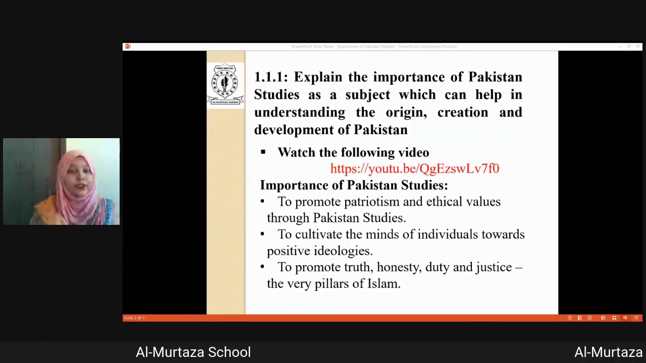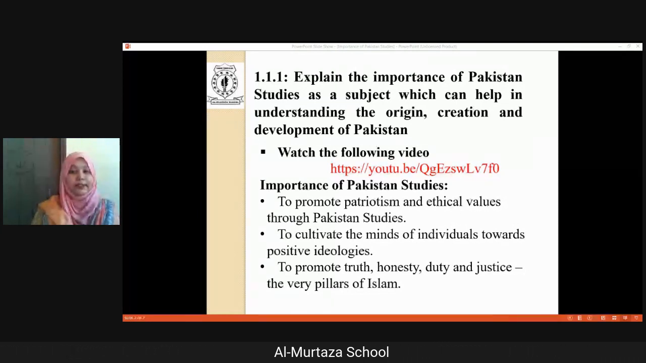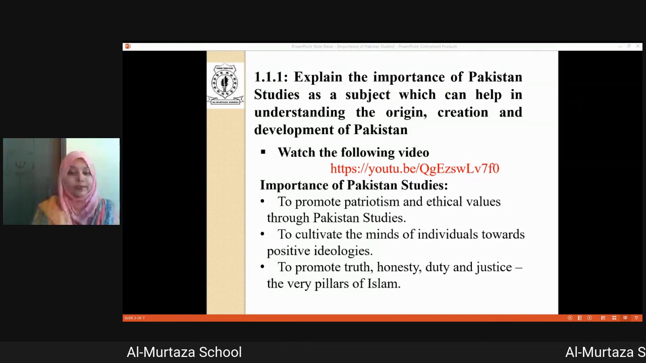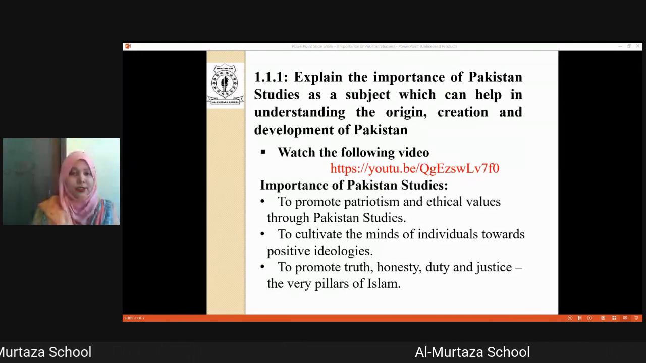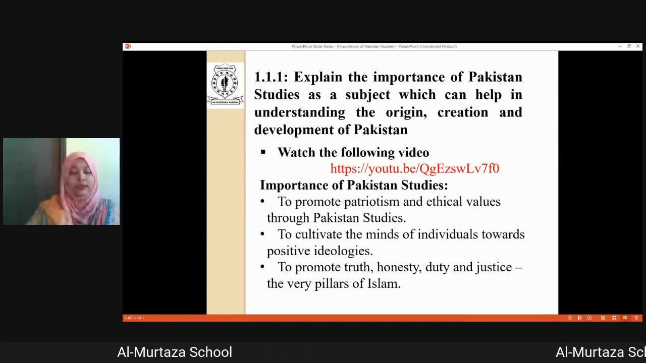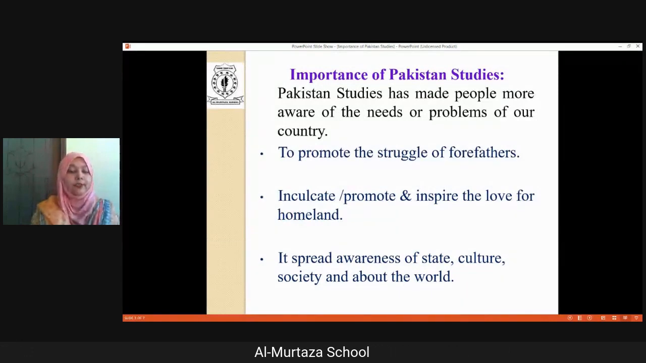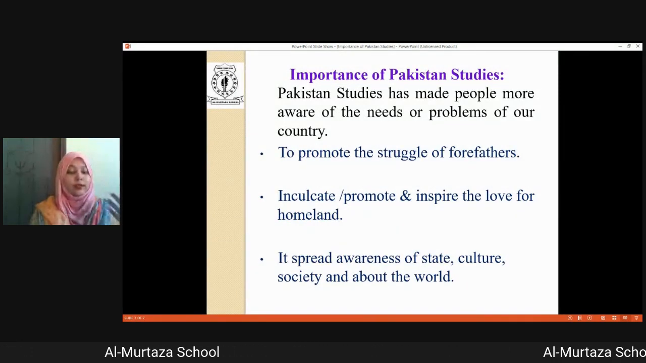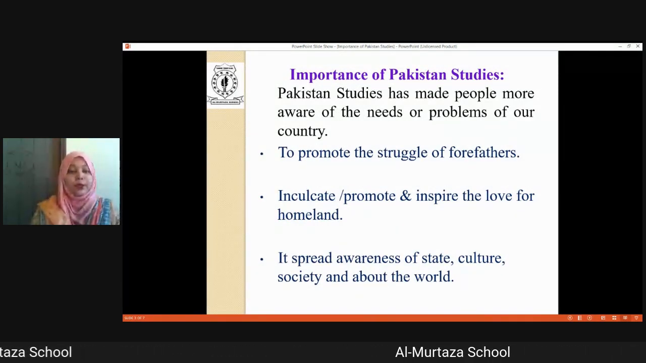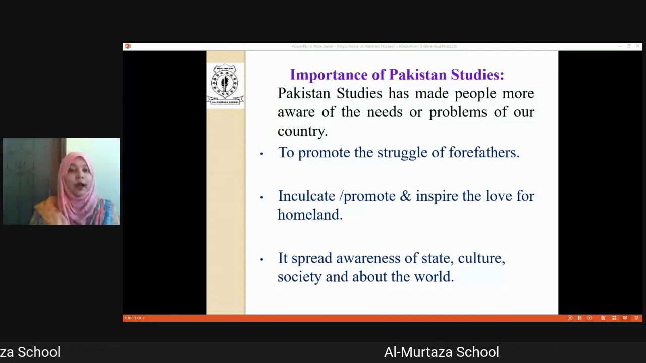The third point is to promote truth, honesty, duty, and justice, the very pillars of Islam. When we talk about the very pillars of Islam, it is very important and essential for all of us to know those things, because justice, monotheism, truth, and honesty are the basic guidelines, as we follow the Holy Quran and Sunnah. Those who are followers of the Holy Quran and Sunnah know that these are the essential points which we have to consider. So these are the core bodies of Pakistan ideology.